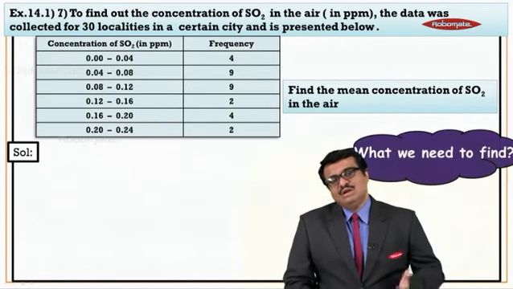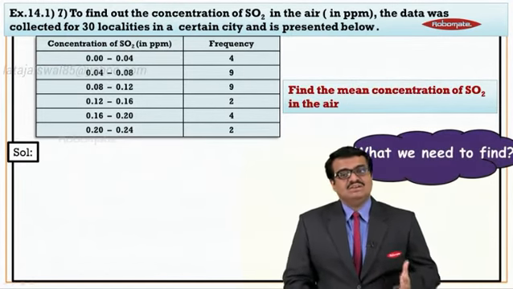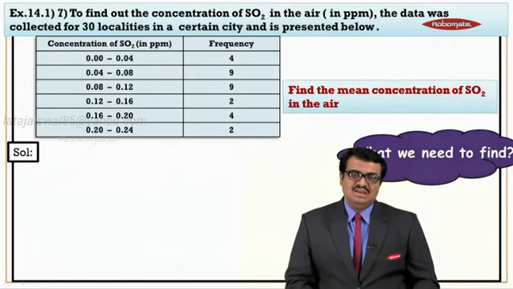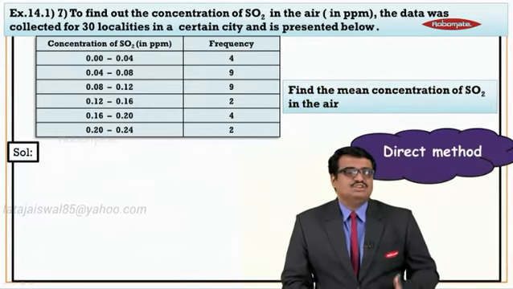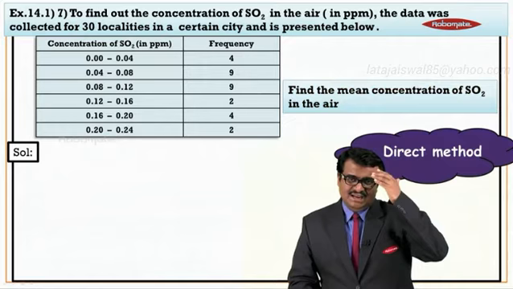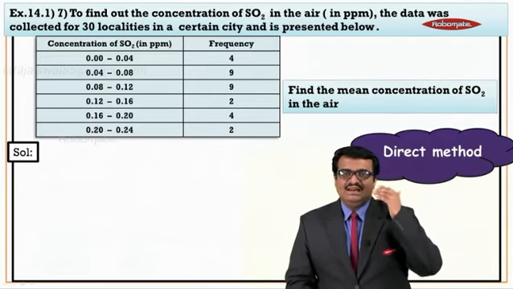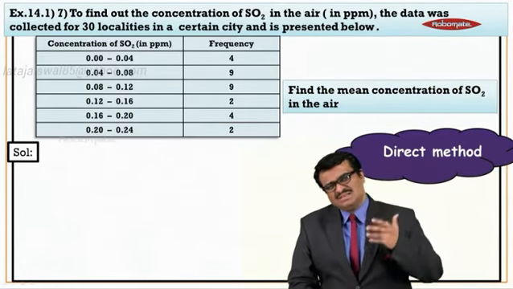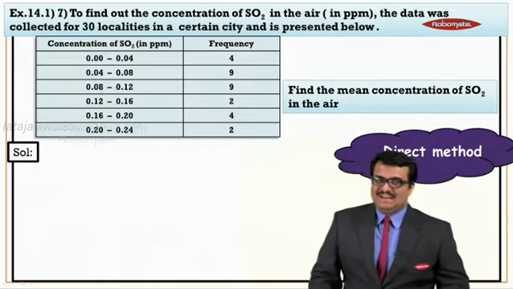What do we need to find? We need to find the mean concentration of SO2 in air. Which method should be used? Because the data, if you see the frequency column 4, 9, 9, 2, 4, 2, the numbers are small only, so we can use our direct method.